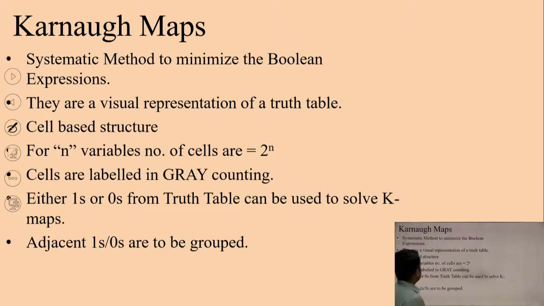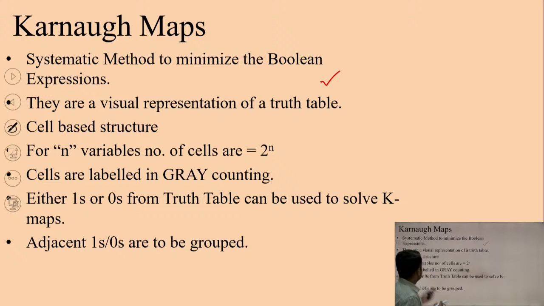So Karnaugh maps are a systematic method to minimize Boolean expressions. In normal Boolean algebra, we have to use Boolean laws. So there is a possibility that when solving expressions using Boolean laws, some law might click in someone's mind, and they will solve it in fewer steps, and somebody might not be able to solve it eventually. But K-map is a systematic method. That means if any number of students are solving it using K-map, everybody will follow the same procedure and everybody will get the same answer.